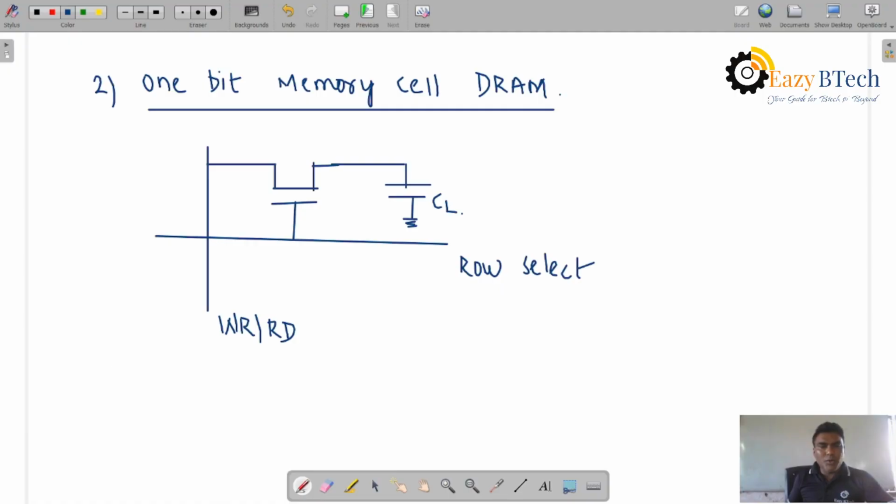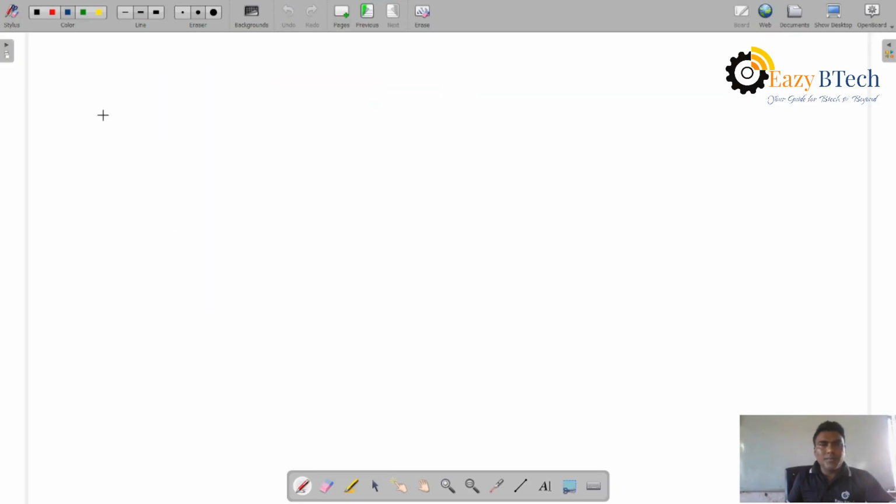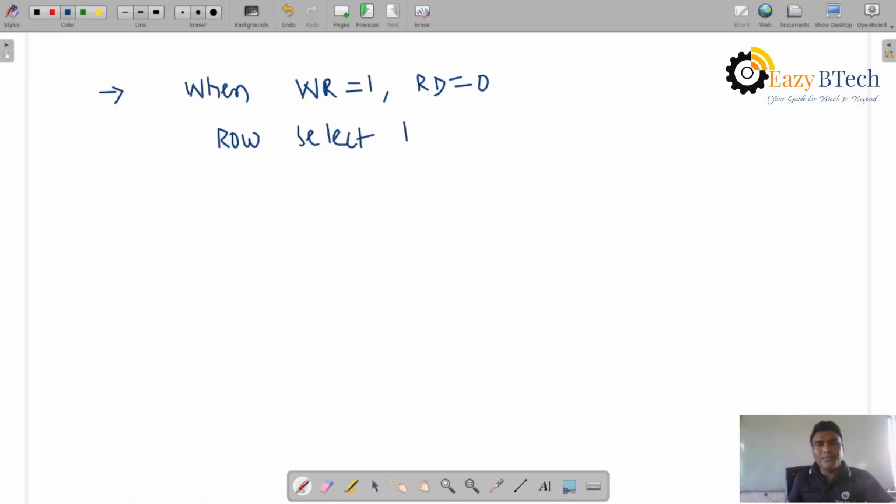When the write operation is equal to 1, we write into the memory cell, and we read out from the memory cell. Let us see this one. First, when write operation is equal to 1, WR is equal to 1, RD is equal to 0, row select is high. So from row select being high, the transistor is on.